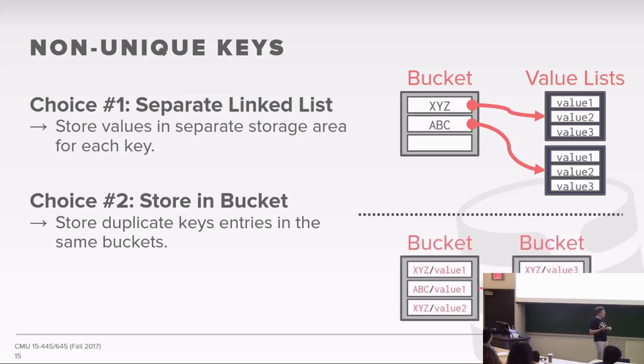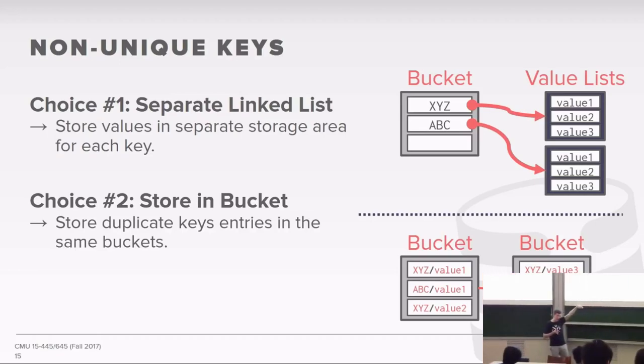In this case, for XYZ and ABC, the different entries are just interleaved with the different combinations of their values, right? So the downside of this is that we're storing the key multiple times. If it's a large key, then we're wasting space. But the upside, the advantage over the other approach, is that now you don't need to follow other pointers to go find all the values for a particular key. And you're not really wasting that space because presumably your buckets will be mostly full.